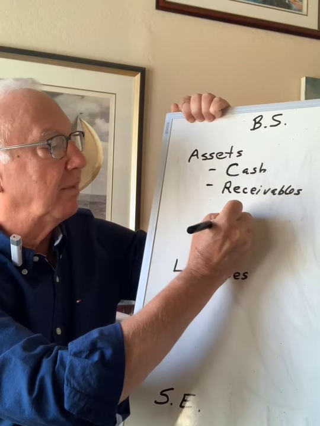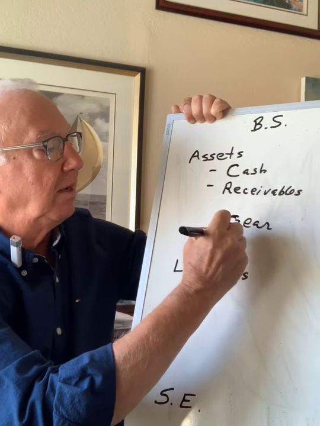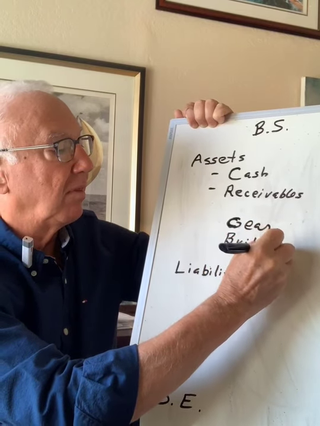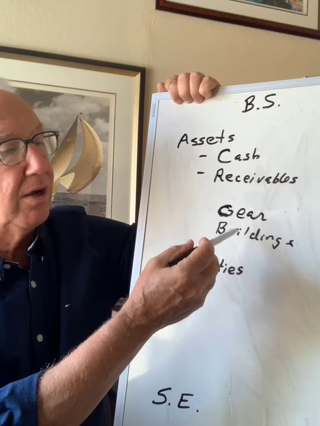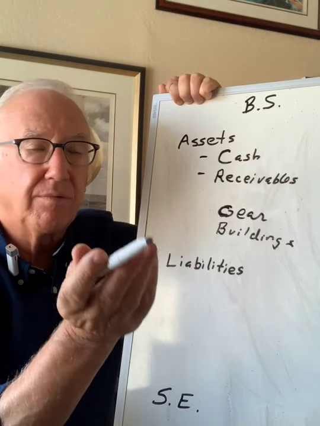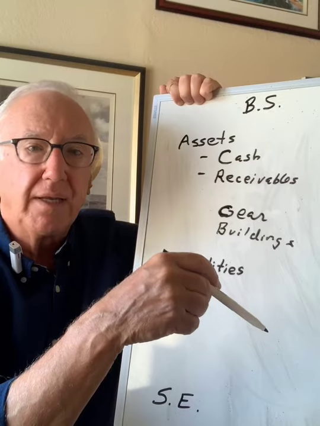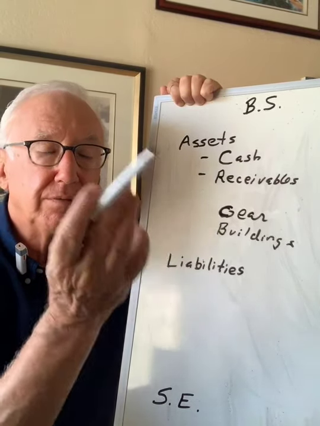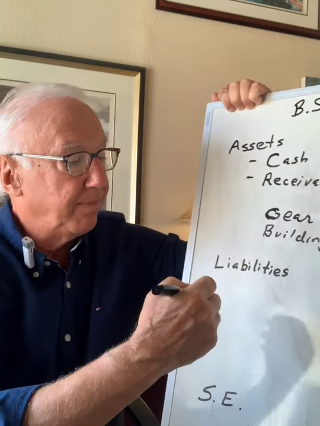wait a minute. Let me see if I can write this here. Buildings. The reason that these are long-term is because they're going to be paid off over time. You can't liquidate them quickly, and especially in the case of real estate, it might take several years, particularly if you have a large building to unload. Liabilities are the same way.